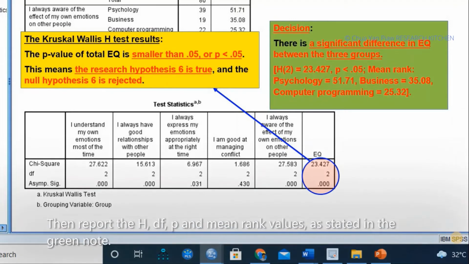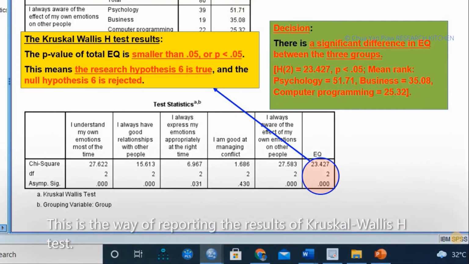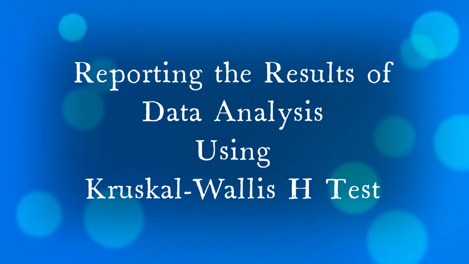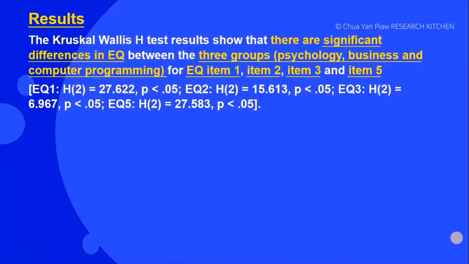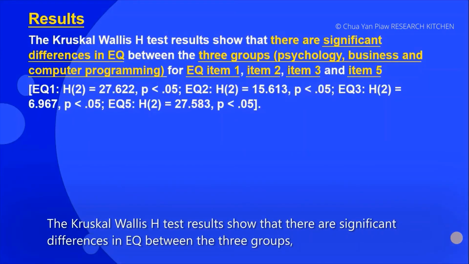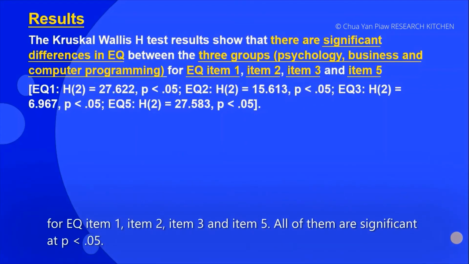Then report the H, df, and p and the mean rank values as stated in the green note. This is the way of reporting the result of the Kruskal-Wallis H test. The Kruskal-Wallis H test result shows that there are significant differences in EQ between the three groups. For EQ item 1, item 2, item 3, and item 5, all of them are significant at p less than 0.05.